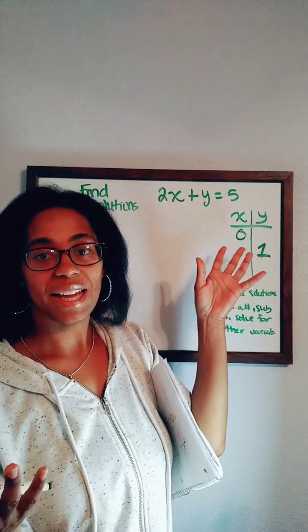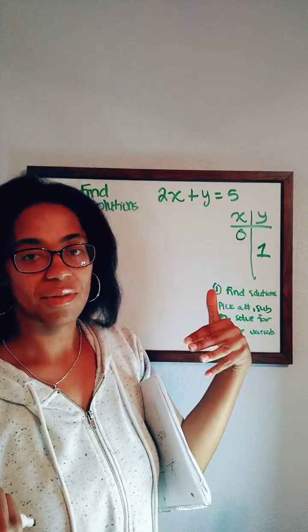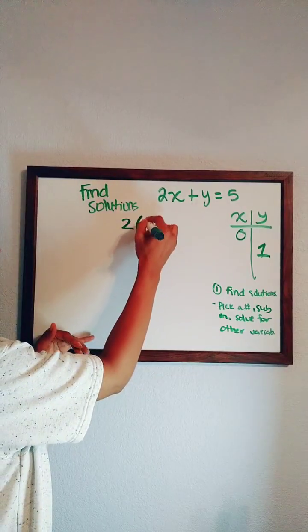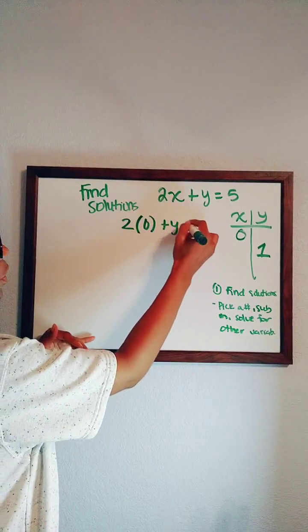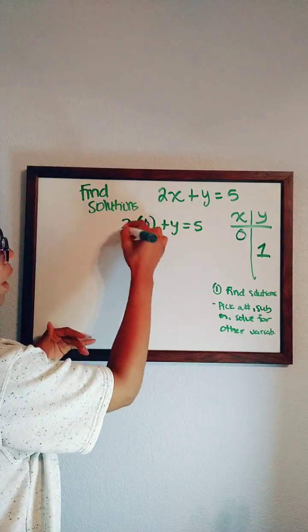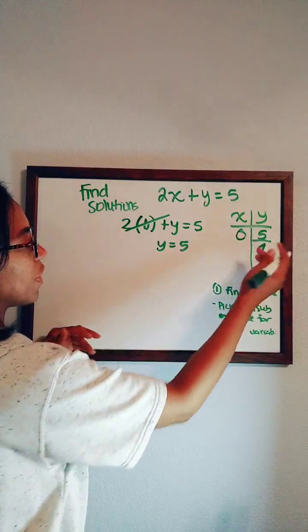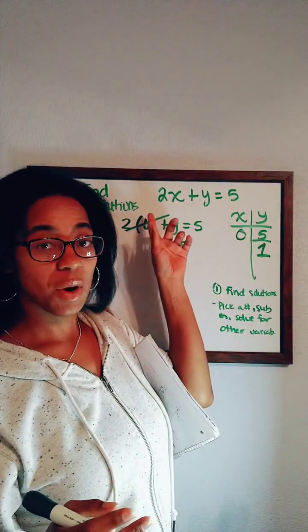Okay, so you told me that when you insert a 0, you get a 5. Very good. So let's go ahead and work that out. When I insert a 0 for x, what do I get? 2 times 0 is just 0. Y is equal to 5. So this is a solution for this equation.